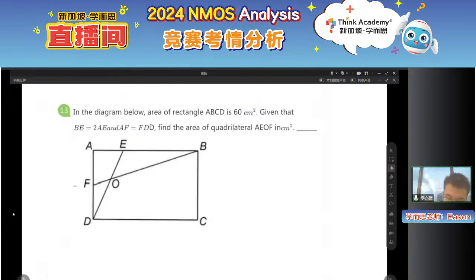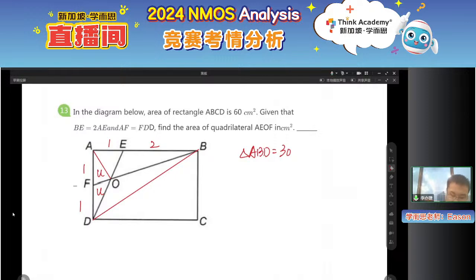Question 13. Yeah. So 2 to 1, 1 to 1. Yeah, this is a very typical swallowtail model. But anyway, you can use the other method to do it, but the swallowtail model is easier. So because we connect BD, we know the area ABD is 30, right? We want to know the area of AEOF. We just connect AO here. So now we assume that maybe this one is U, this one is U.